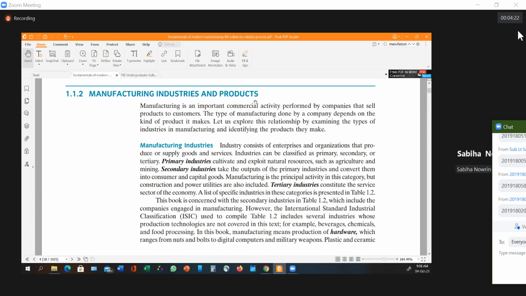So if we look here, they are saying that manufacturing industries, we can actually separate them into different categories based on the type of resources they use and the type of products they produce.